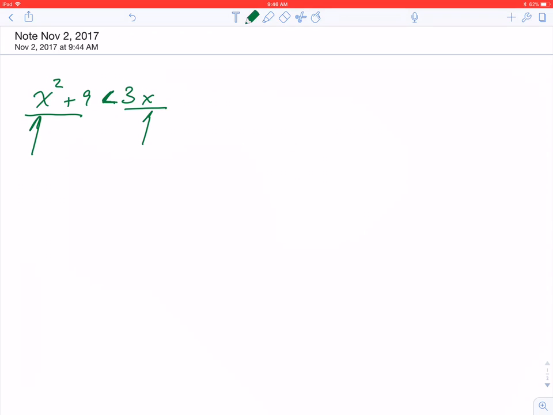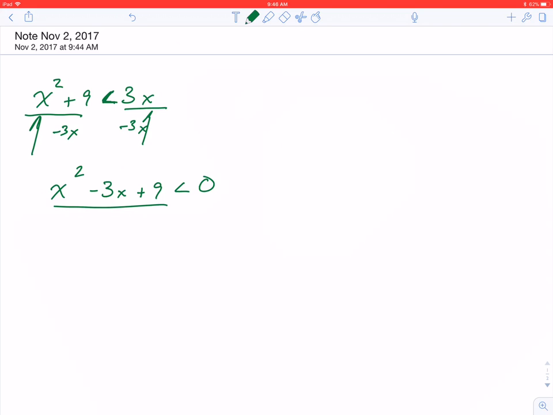So what we want to do is look at this, and it's easier to look at this if you make one side equal to 0. It doesn't have to be exactly the right side, but as long as one side is 0. So what I've done here is subtract 3x from both sides. Now when I've done that, I have a quadratic.